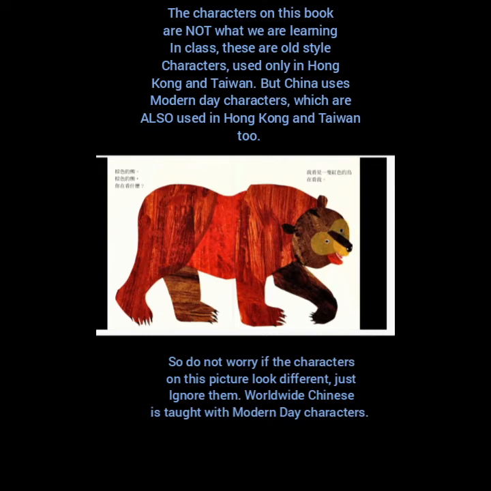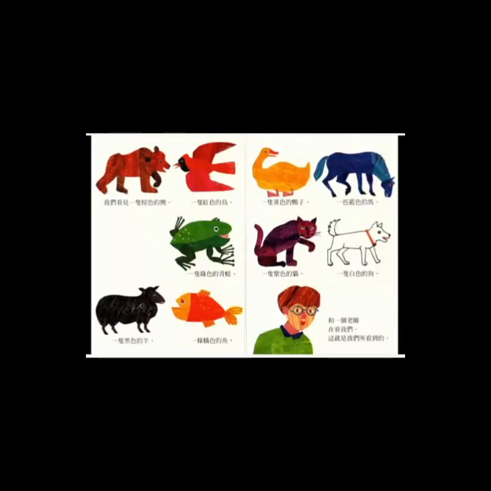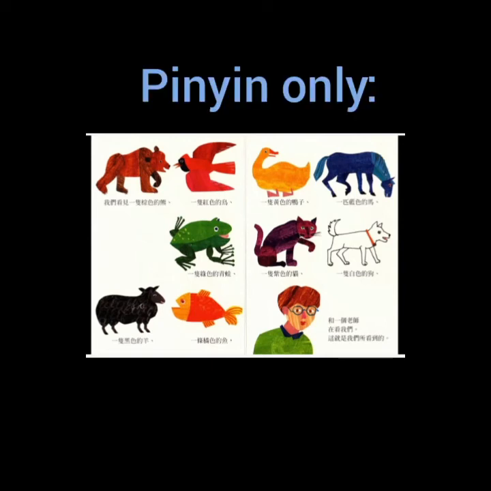I just want you guys to get used to the rhyme. So, 棕色的熊，棕色的熊，你在看什么？我看见一只红色的鸟。I'm going to just leave out the measure words for now. I want to just go through the animal names very quickly. This is the last page of the book that shows all of the animals.